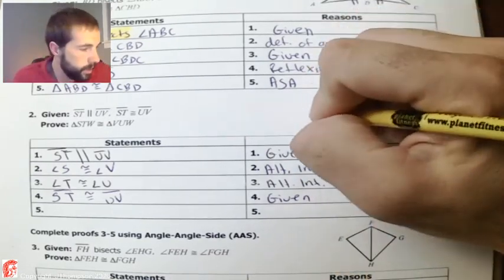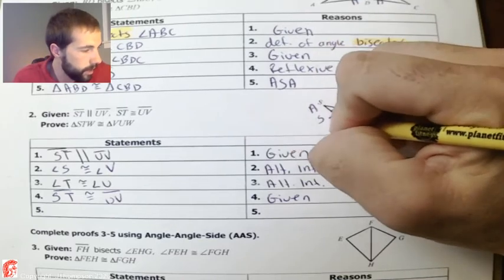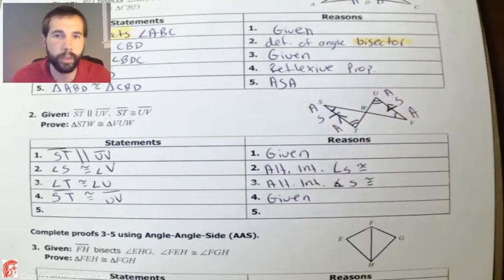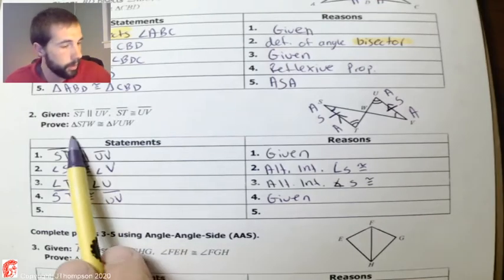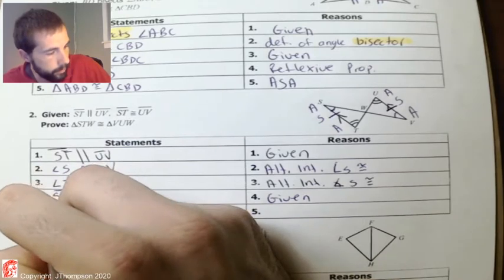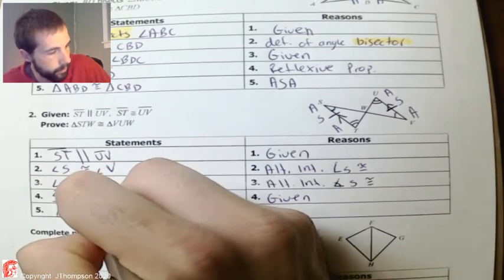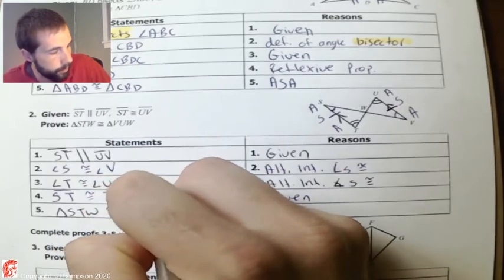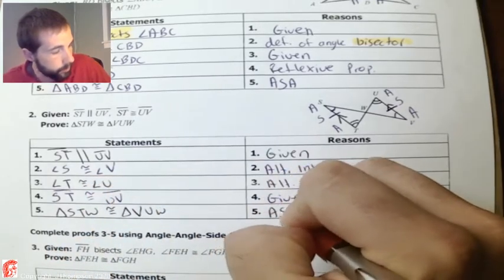And what we should see is we have angle, side, angle. So those 2 triangles are congruent by angle, side, angle. So we're going to write triangle STW congruent to triangle VUW by angle, side, angle.